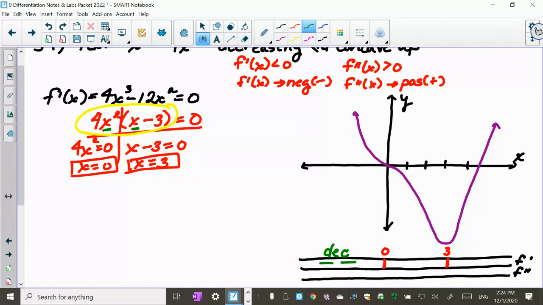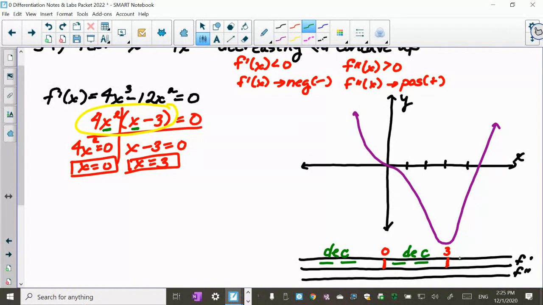Now I'm going to try between 0 and 3. I'm going to use 1 because it's easy. So I'm going to take a 1, plug a positive 1 here. This is a positive number. Plus a positive 1 here, that's a negative. A positive times a negative is still negative. So I look and say, yes, my function is still decreasing. So it justifies what I'm finding.